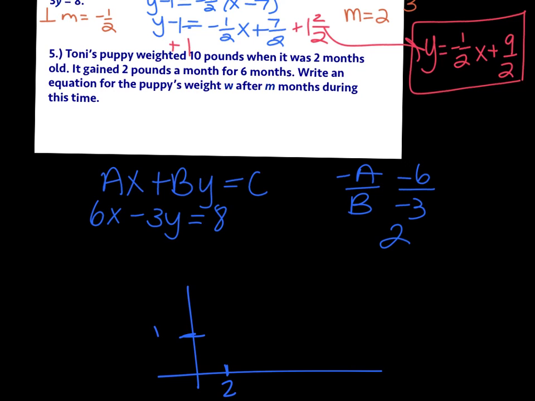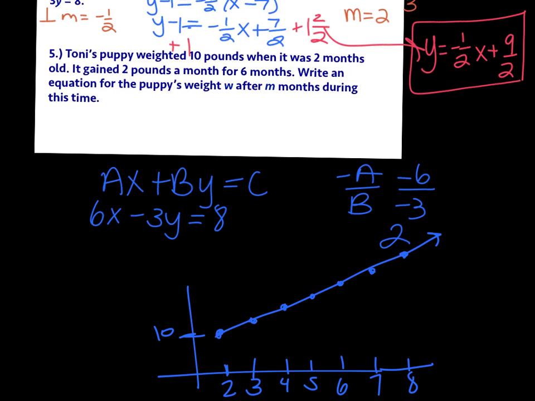So at month 2, it was 10 pounds, okay? And then he gained 2 pounds a month for the next 6 months. So then he went to 3, 4, 5, 6, 7, 8, gaining 2 pounds each time. So then he went to 12, 14, 16, 18, 20, 22. So that's one way to kind of visualize it.